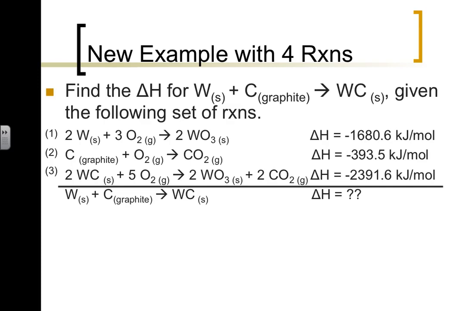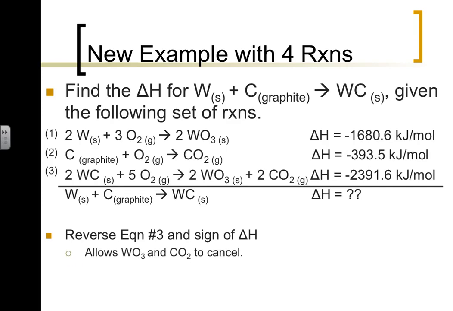If not, just let the video keep rolling and I'll explain it as we go. Okay, so the first thing that I'm going to do here is reverse equation 3. The reason why I'm reversing equation 3, hopefully you can find the reason. Yeah, it happens to be the 2WC. I need that to be on the product side. So I need to reverse that reaction as well as the sign of delta H.